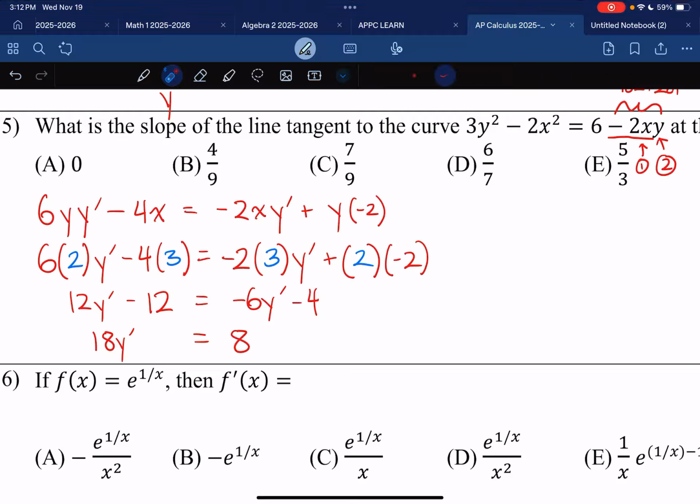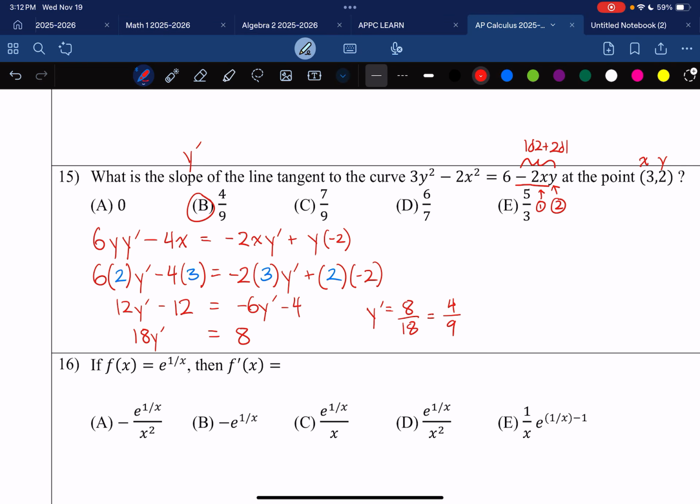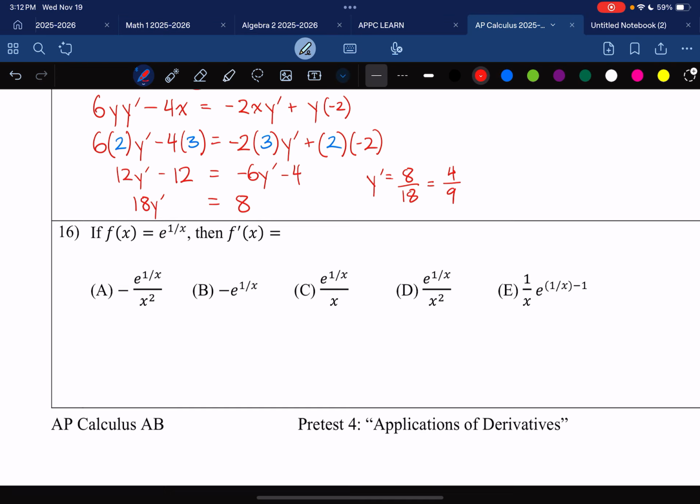And finally, I will divide both sides by 18. Therefore, y prime is equal to 8 divided by that 18. That is not reduced. I'm going to divide the numerator and denominator by 2, which is 4 over 9. A positive 4 over 9 is option B. Number 15 is B. All right, moving on to number 16.